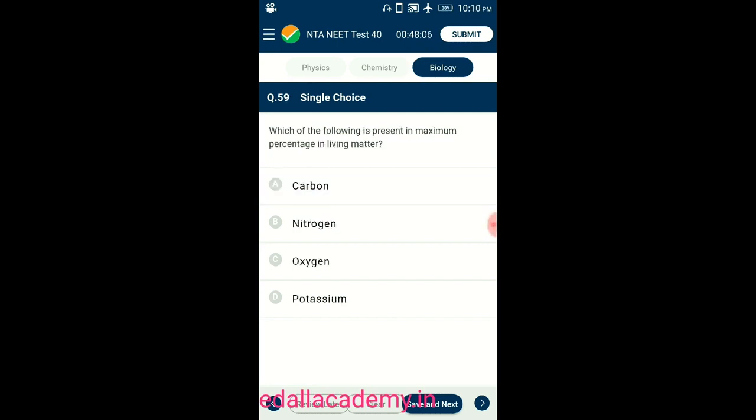Question number 59. Which of the following is present in maximum percentage in living matter? Oxygen is the most abundant element present in living tissue. In the human body it forms 65.5%. It is the main component of all biomolecules such as carbohydrates, proteins, fats and nucleic acids. So the answer for this question is option C, oxygen.